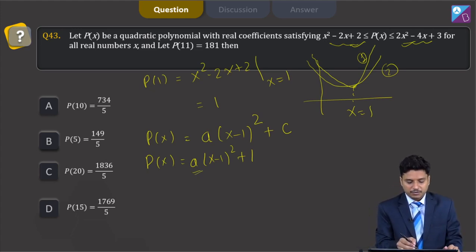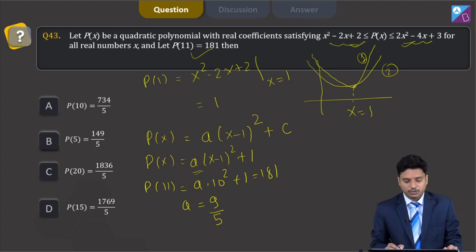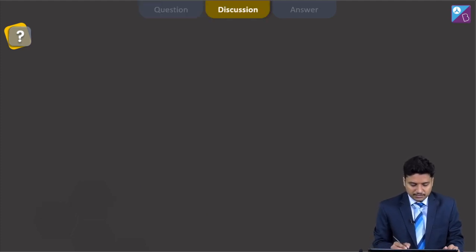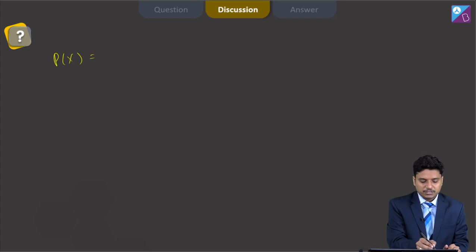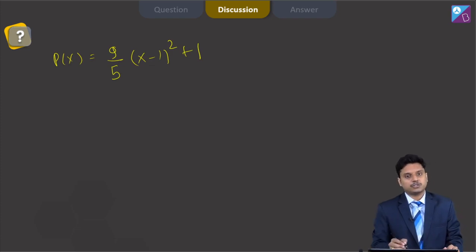For this, we are provided with P(11) equal to 181. So as P(11) is equal to 181, A into 10² plus 1 will be equal to 181. So A will be equal to 180 divided by 100, which is 9/5. So now you have this expression for P(x), which is 9/5 in place of A, (x − 1)² and plus 1 is also there.